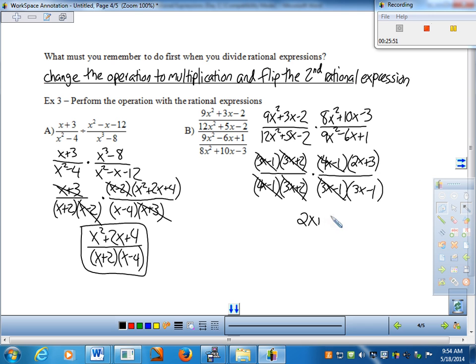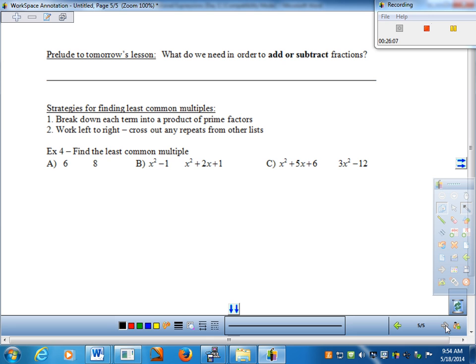Looks like our final answer, just a linear factor on top, linear factor on the bottom. Looking great. Okay, nicely done. Okay, everyone, let's go ahead and hit the next piece.